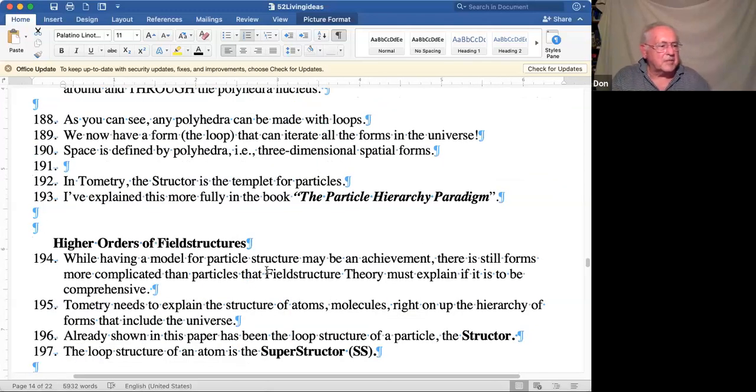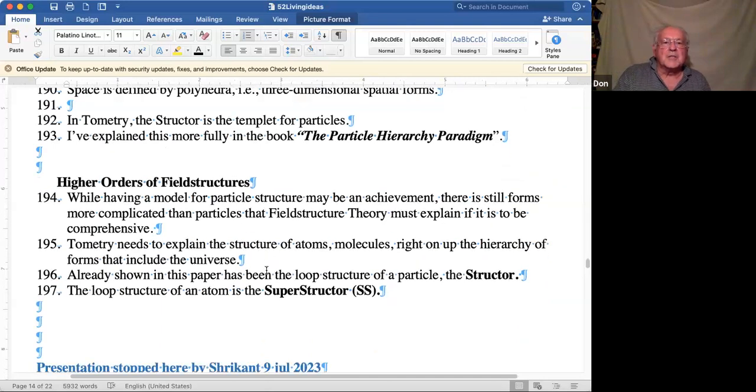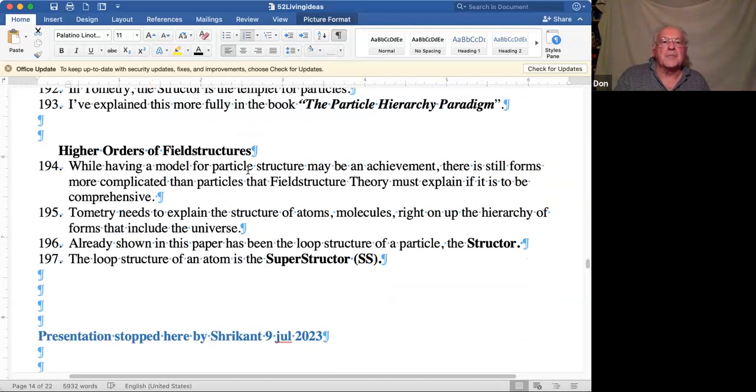So I've explained all of this so far in the book that I just showed you, the particle hierarchy paradigm. So now let's look at the higher orders of structure. While having a model for a particle structure may be an achievement, there are still forms more complicated than particles that field structure theory must explain if it's to be comprehensive. Tometry needs to explain the structure of not only atoms, but molecules right on up to the forms of the universe itself.